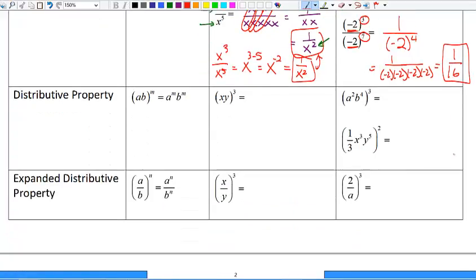On the next example, we have the distributive property. Now this is going to save you a lot of time here. Whenever you have 2 bases inside of the parentheses and you have an exponent, the exponent gets applied to every single base. So that's going to be a to the m, b to the m.